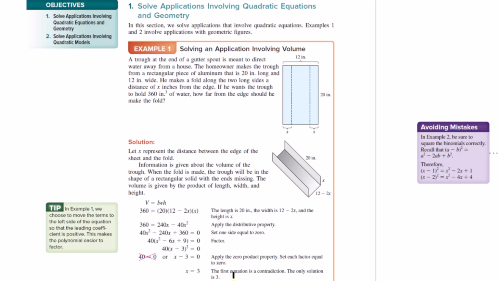We're going to work a bunch of examples, but I just want to go through the examples in this section to give you a preview of this. So they solved the quadratic equation by factoring and using the zero product property. There's a double factor here, like a squared factor, so the only answer is x is equal to 3. So x should be 3 inches.